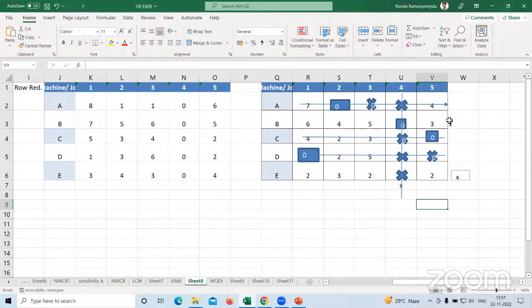After making the tick marks, we need to draw the lines. Row wise, wherever the tick mark is not there, we need to draw a line. There are 3 unmarked rows, so there we drew a line. Column wise, wherever the tick mark is there, only there we need to draw a line.